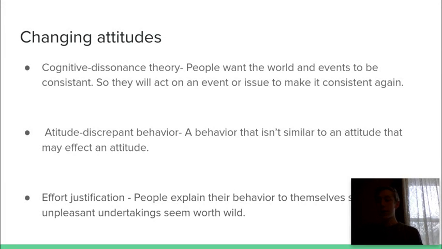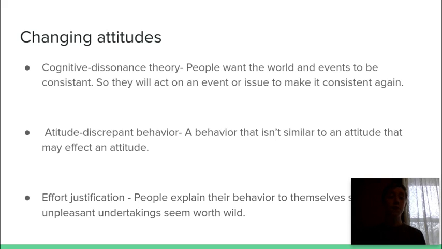Now, changing of attitudes. There's the cognitive dissonance theory, which says people want the world and events to be consistent, so they will act on an event or issue to make it consistent again. Pretty straightforward. Now, attitude discrepant behavior is behavior that isn't similar to an attitude, which may affect it. If you usually enjoy science, but you're having a bad day, you probably won't enjoy science that day.